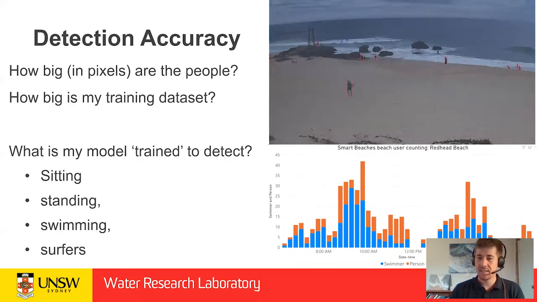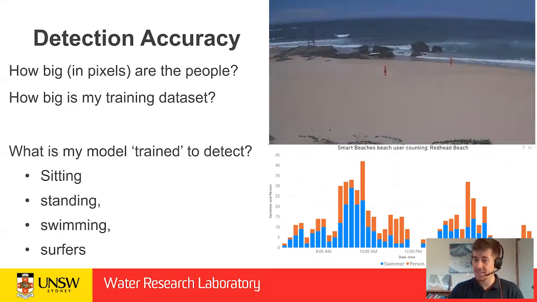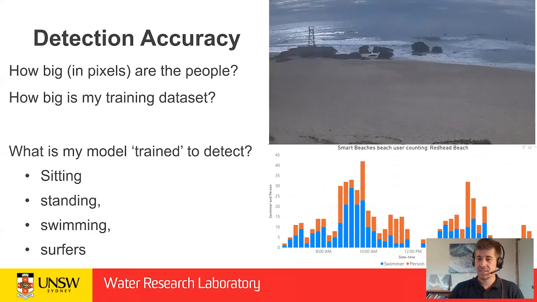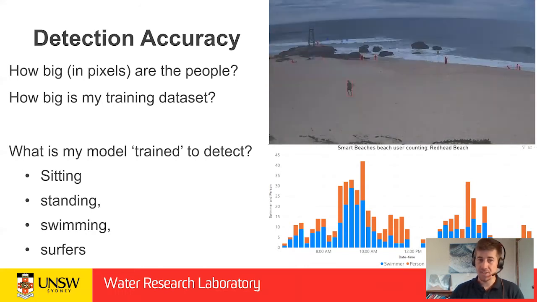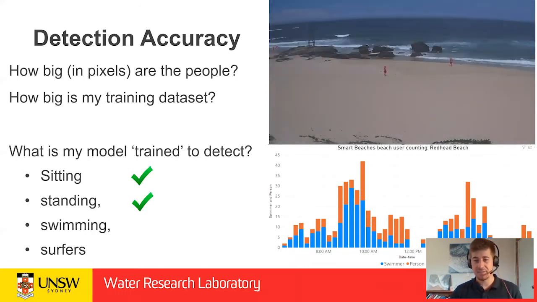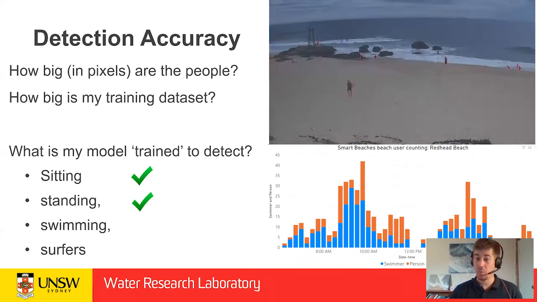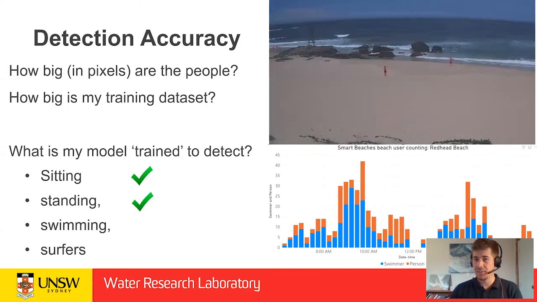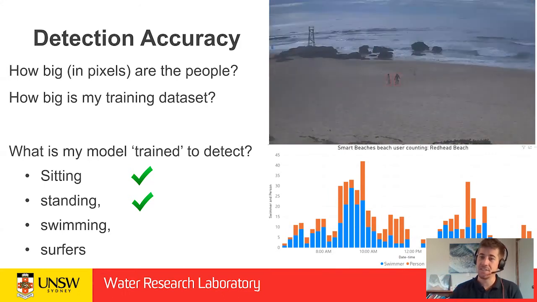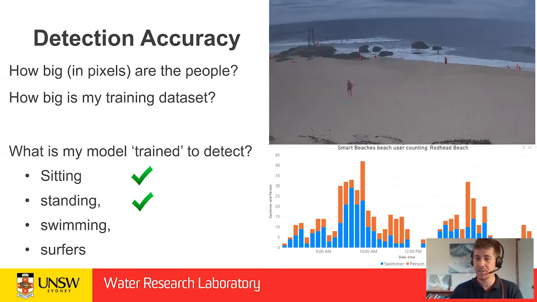The next thing is, what is my model trained to detect? So we've had a lot of success counting people on the dry beach that are sitting or standing. That's fairly easy, but it's a lot more difficult to detect people that are in the water, that are swimming or surfing, because they tend to be a much further distance away and they're often obscured.